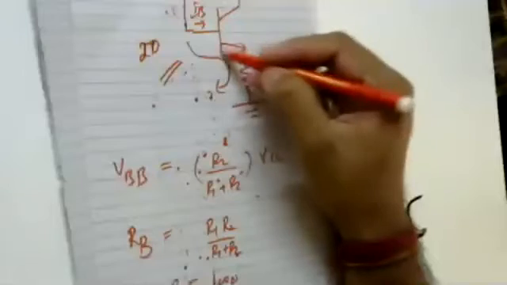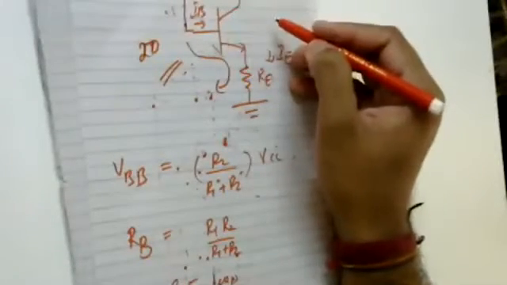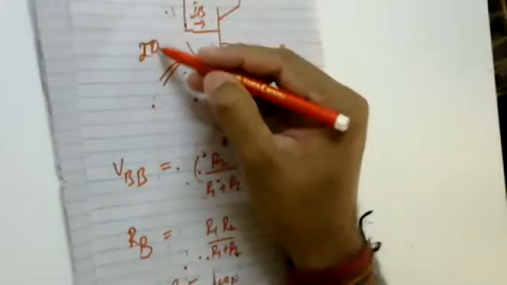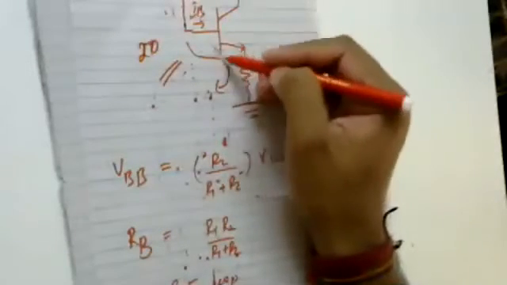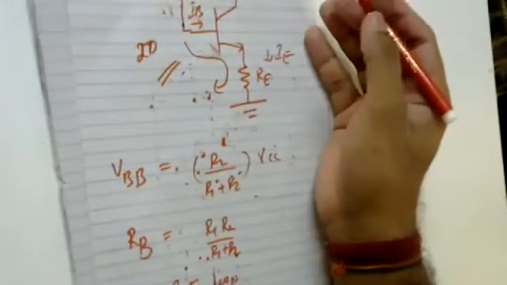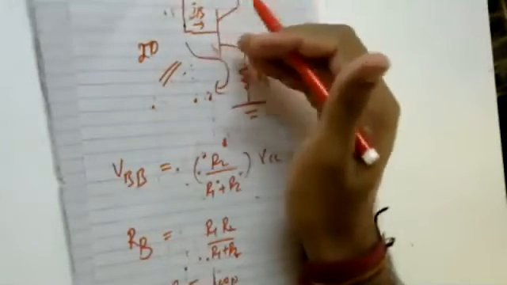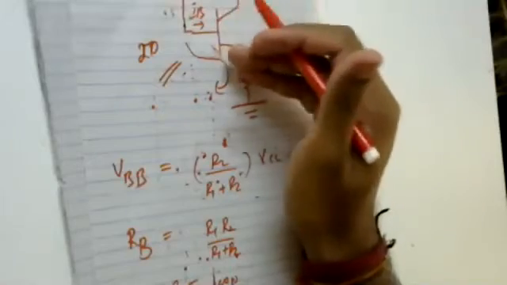For a silicon transistor, this VBE is 0.7. If any small fluctuation happens here, will there be any change in the voltage? No, there will be no change or only a minor change in voltage. So that may not shift your Q point. It may not bring any changes in your Q point.